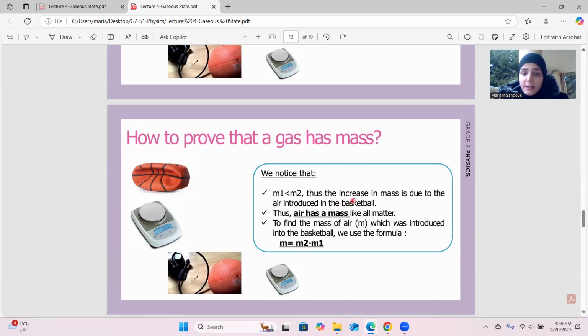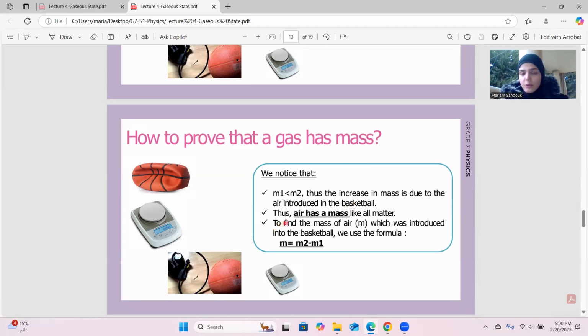Because the increase in mass is due to the air introduced in the basketball. So initially, the ball was deflated. It has no air inside. When I inflated it, I introduced air inside this ball. So it became inflated. So that's why M2 is greater, because we have the ball plus air inside. So the mass will be more than the ball which is deflated and has no air inside.